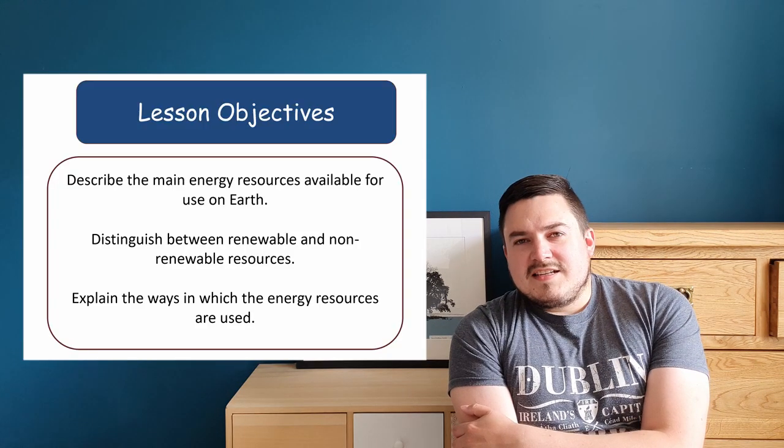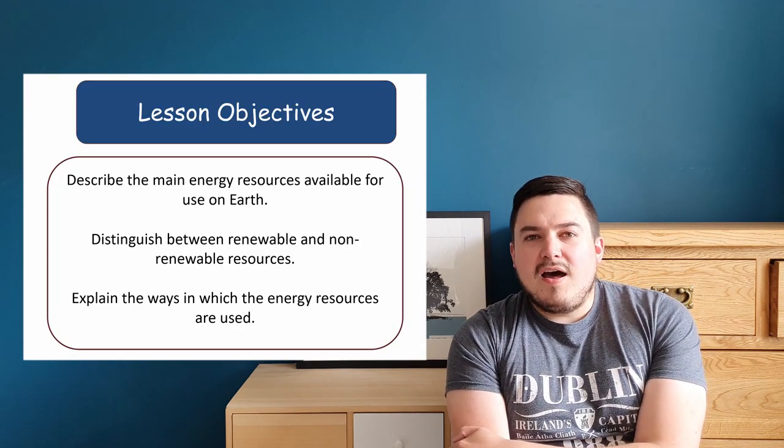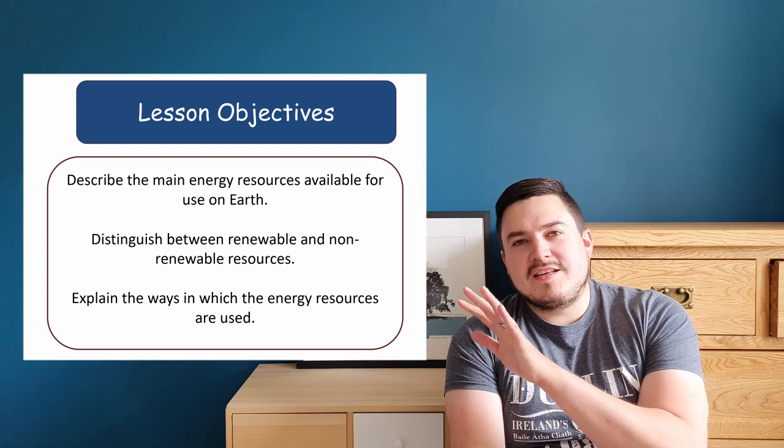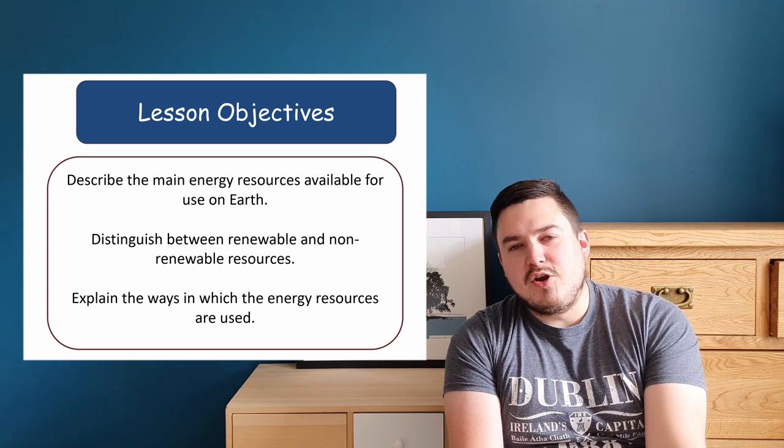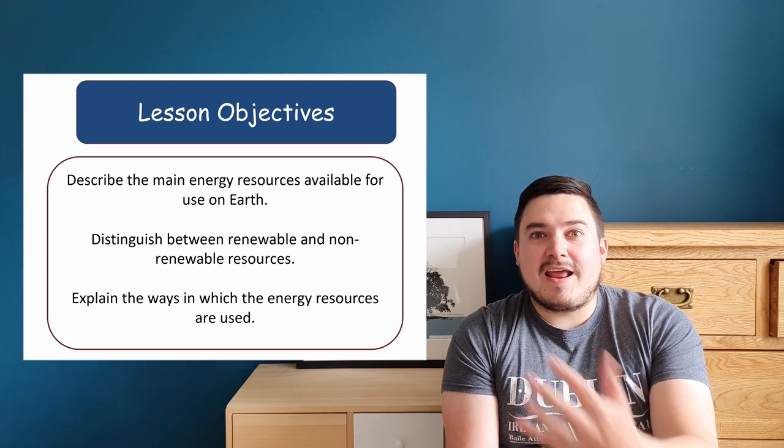Your objectives in today's lesson are that you're going to describe the main energy resources available for us to use on Earth. You'll be able to distinguish between the different ones that are renewable and the ones that are non-renewable, and you're going to explain how we use each one. Basically, you're going to explain how they work.